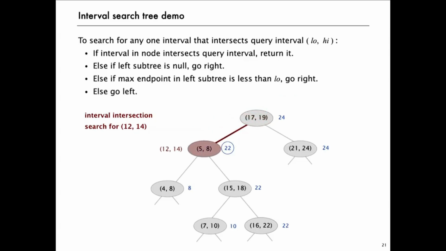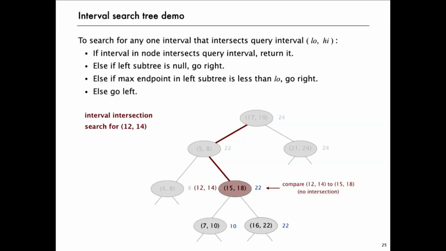In this case, we compare 12, 14 to 5, 8. Now we apply the same rules. Does it intersect? No, it doesn't intersect. Should we go left? Well, no, the maximum endpoint in the left node is 8, so we can't have an intersection there, so we're going to go right. Compare 8 to 12 and go right. So now does 12, 14 intersect 15, 18? It does not. So there's no intersection.